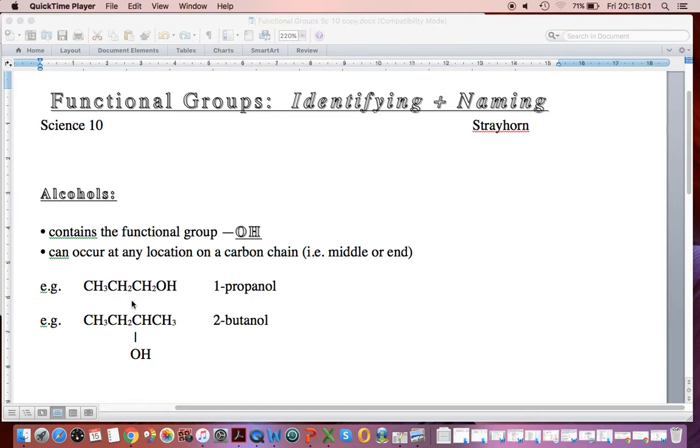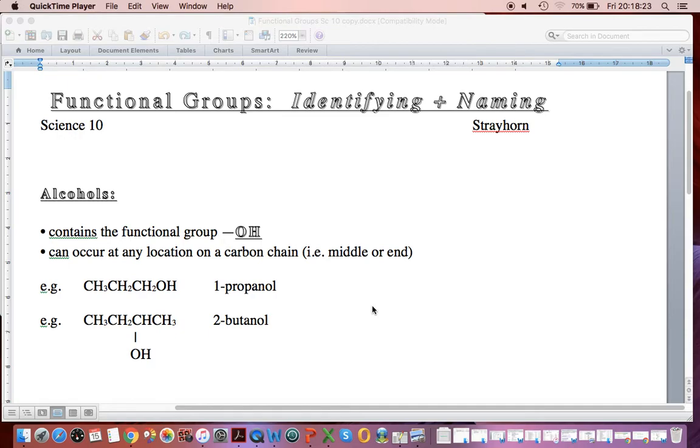So when I look at this beast, I have 3 carbons in a row, and 3 means the prefix is prop. So this is called 1-propanol, and this is 2-butanol. This one had 4 carbons in a row. Don't have to worry about the naming. What you're looking for is an OH in the compound. But watch out for acids and things like that, as you know.